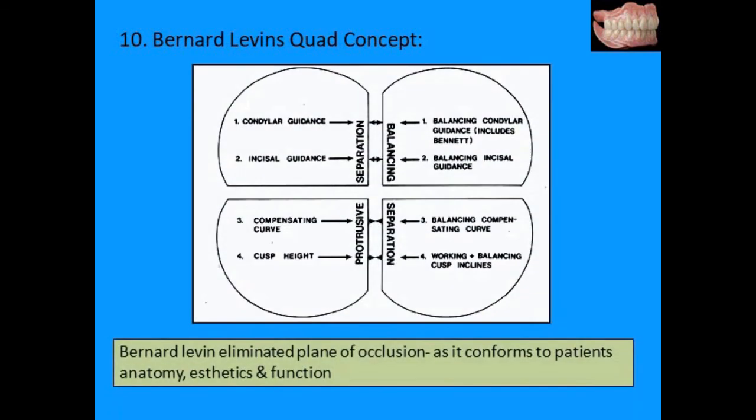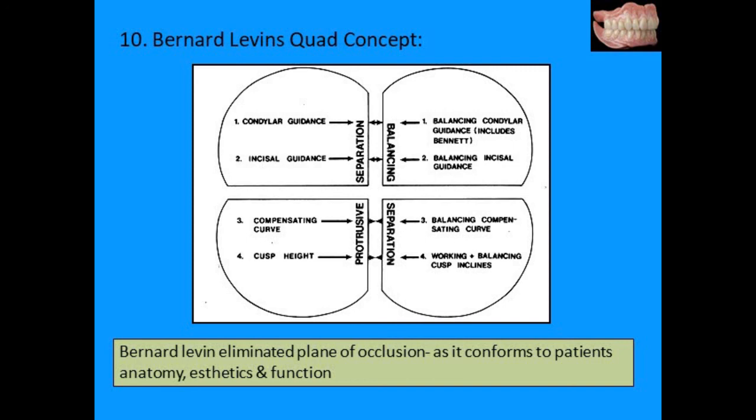And this is the occlusion chart proposed by Lott. Coming to the final concept, that is the Bernard-Levin's quad concept. So his concept is almost similar to that of the Lott's concept, but he eliminated the plane of orientation as it conforms to patient's anatomy, aesthetics and function. So he considered it as not very useful practically, and also stated that the plane of occlusion can be slightly altered by 1 to 2 mm in order to improve the stability of a denture. So he named the other 4 factors of occlusion, that is the condylar guidance, incisal guidance, compensating curve and cusp height, to be the quad. So that is the quad concept.